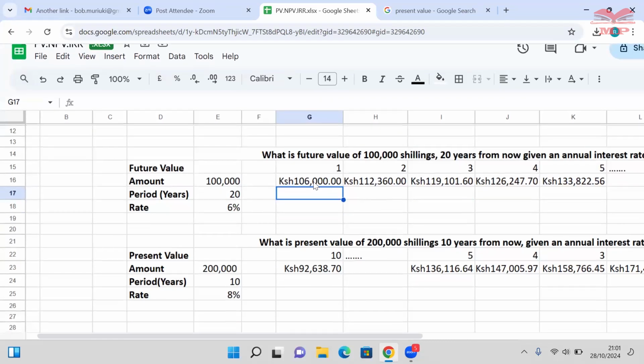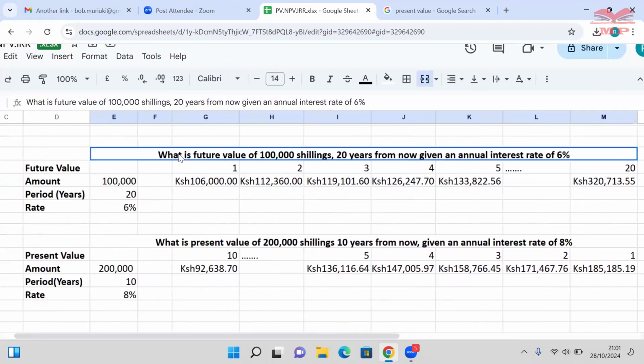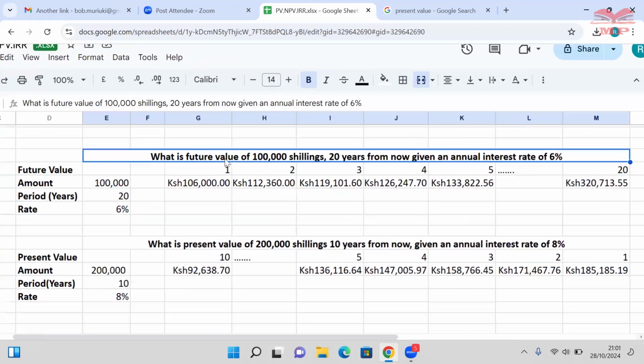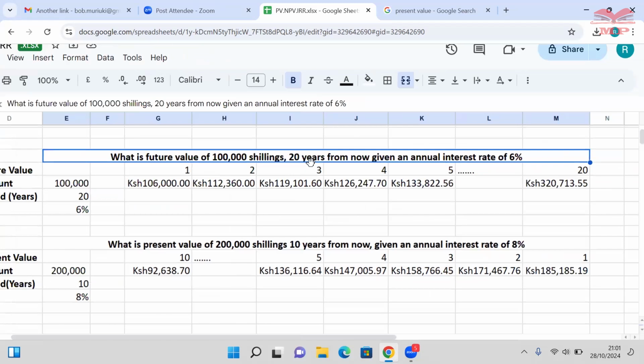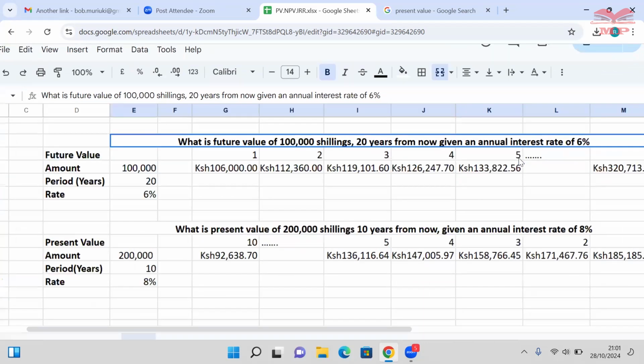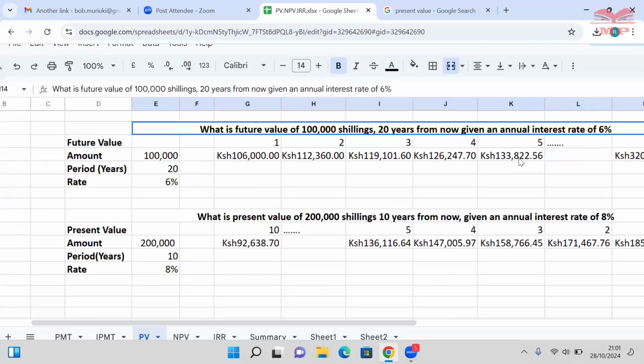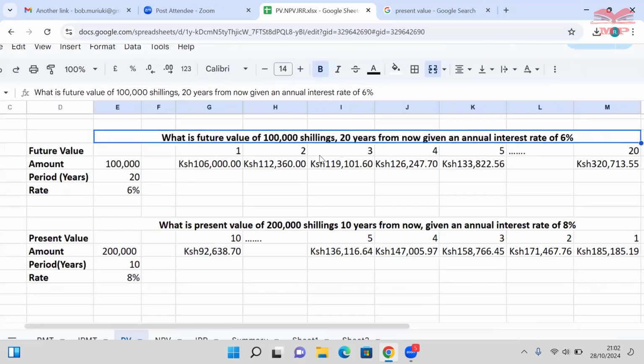So that's future value. You're given some money today. What will it be worth a few years from now? So the question here I was answering was this one. What is the future value of 100,000 shillings 20 years from now, given an annual interest rate of 6%? Okay, that is a straightforward formula.